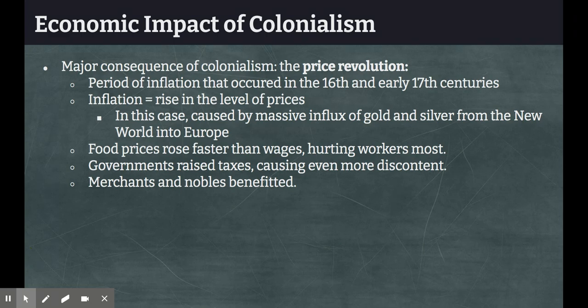On the other hand, merchants and nobles really benefited. Merchants, because they're the ones trading, benefit from this rise in the level of prices. And nobles benefited because they made their money from rent, so they just kept raising rents and putting even more pressure on peasants, especially.